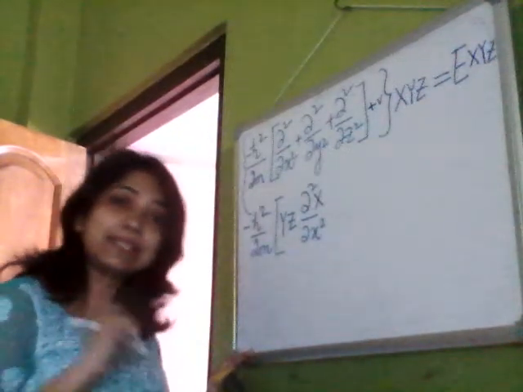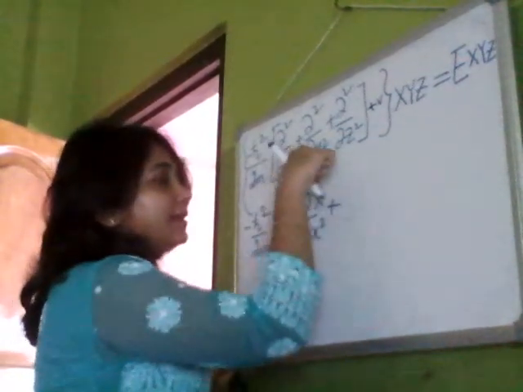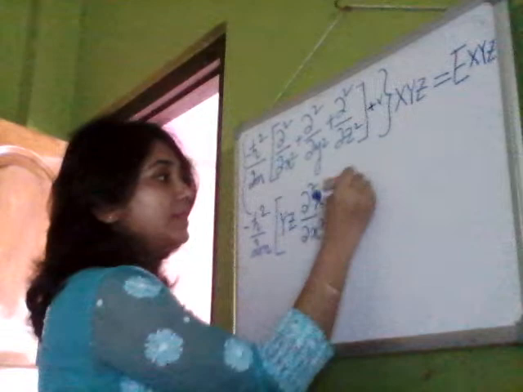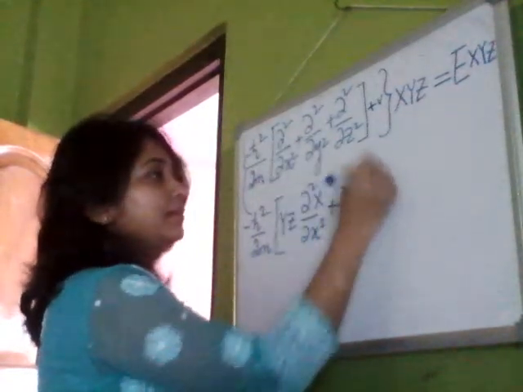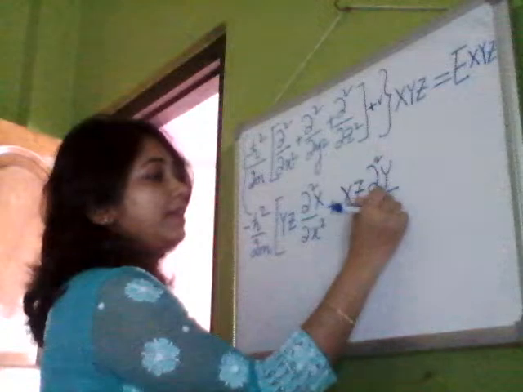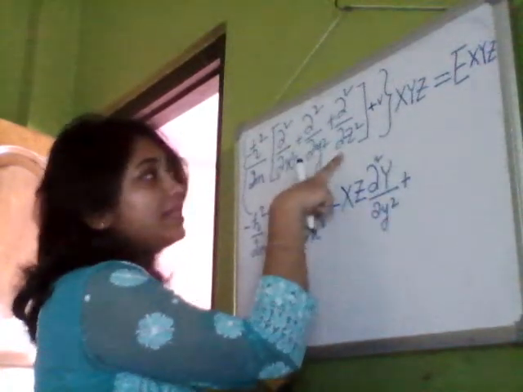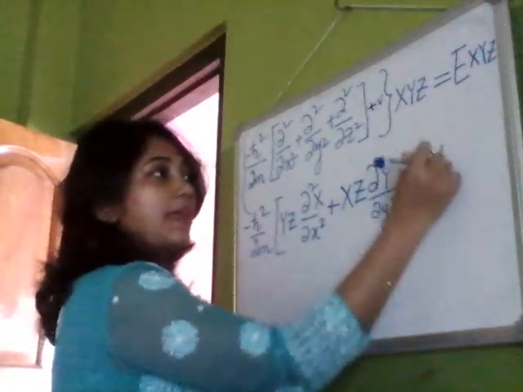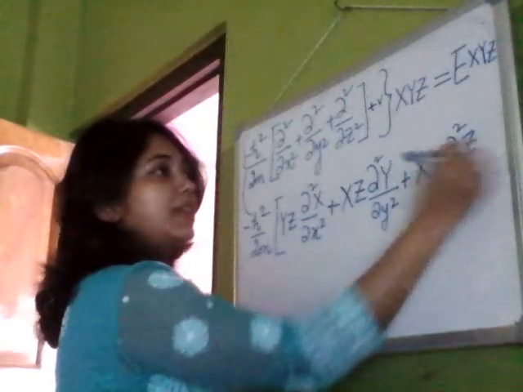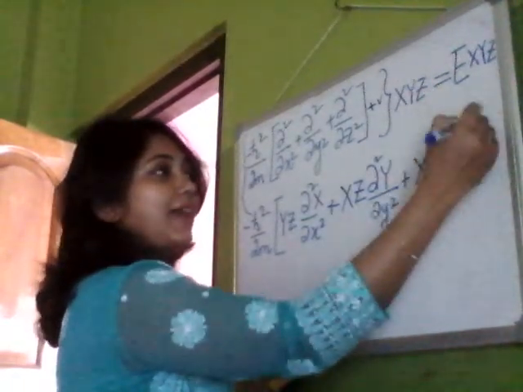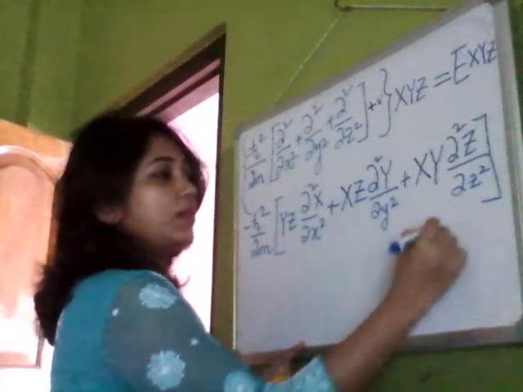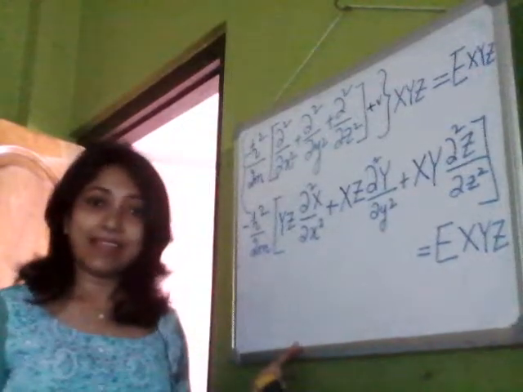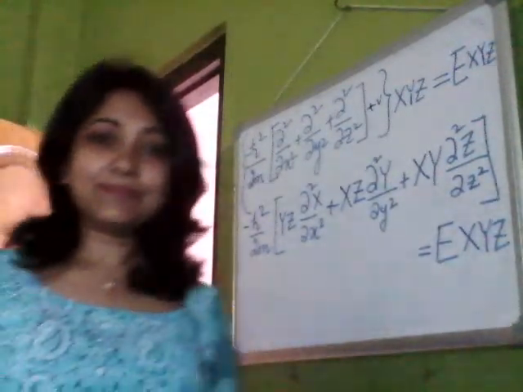Am I right? Similarly, in the second term, who will be treated as a constant? X and Z. So X Z, del 2 Y del y square, plus this del 2 del z square is going to treat X Y as constants. X Y, del 2 Z del z square. Am I right? This is equal to E into X, Y, and Z. Am I right? Fine? Very nice.